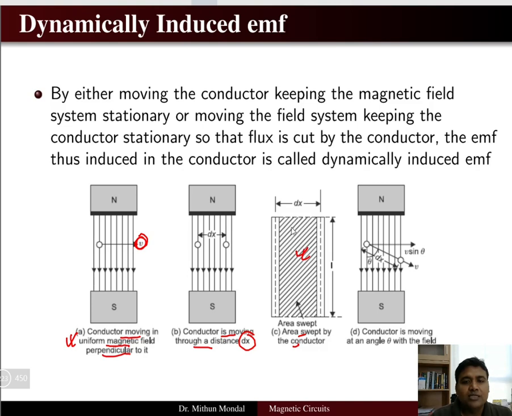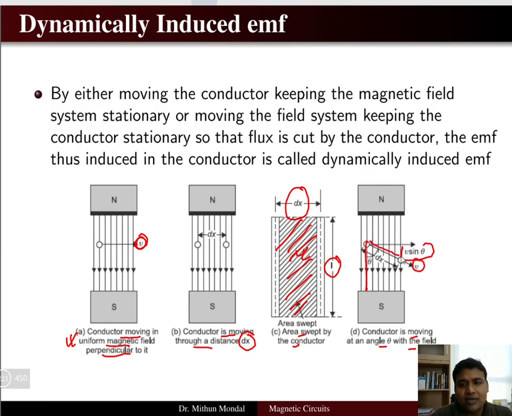This is the area with which the conductor cuts the magnetic field, of length dx, and the total length of the conductor is L. Then the conductor is moving at an angle theta with the field. Now the direction of the field with respect to the velocity of the conductor is theta, then in the horizontal direction it is v sine theta, because here you have the field direction.